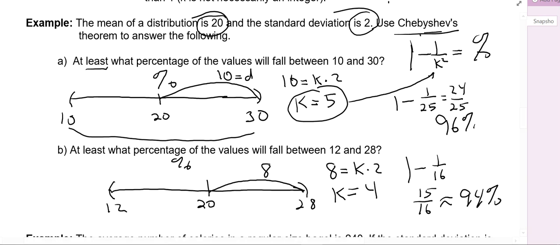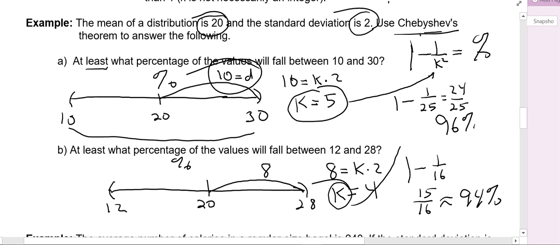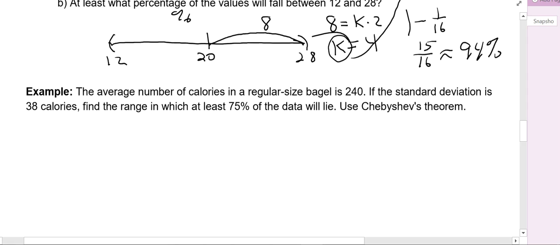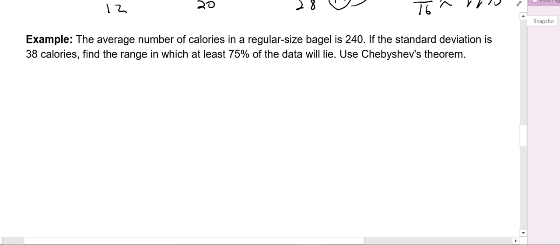So here's the problem. We were given the interval, and we wanted to find the percentage. When we're given the interval, we can find the distance. When we find the distance, we can find the number of standard deviations. That is what we plug into Chebyshev's formula to get to the percentage. Chebyshev's formula allows us to go from the interval to the percentage, but in our next problem, we're going to be given the percentage. So again, I encourage you to stop the video and work the problem.